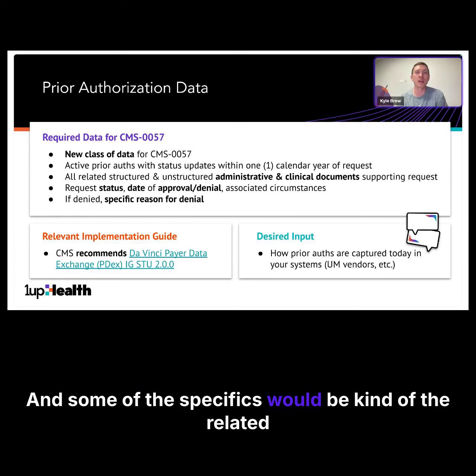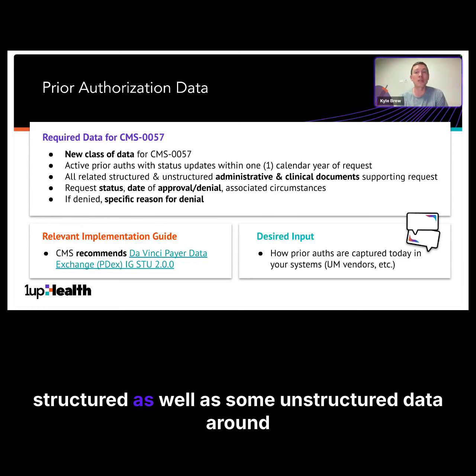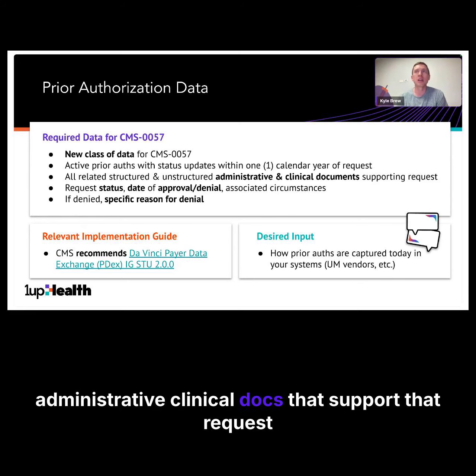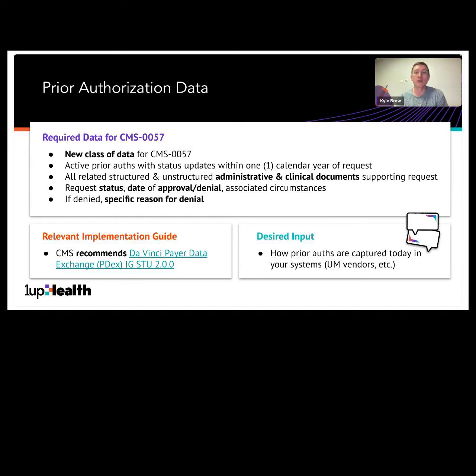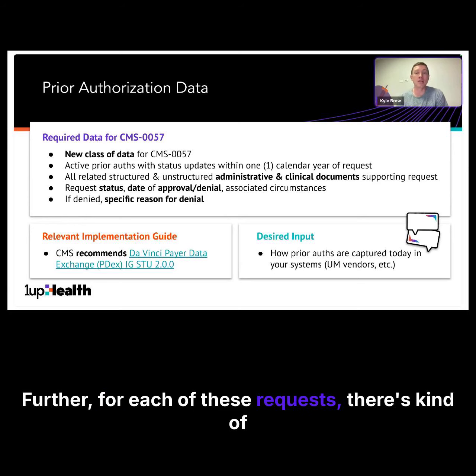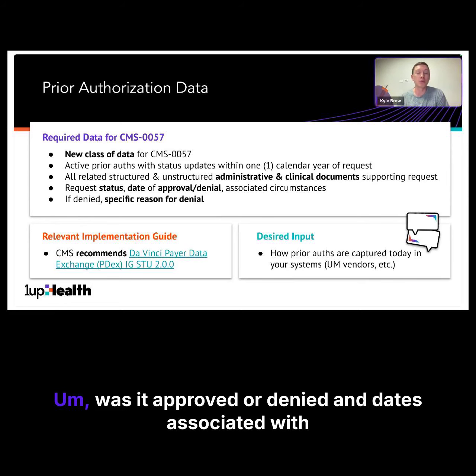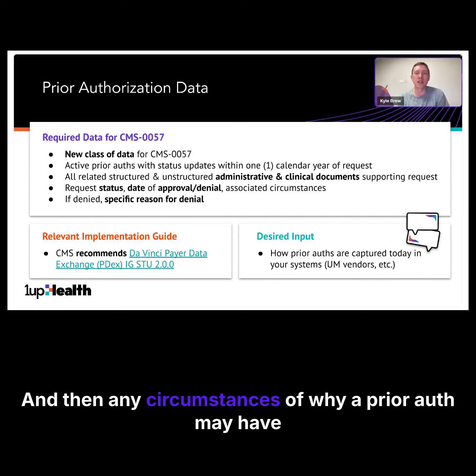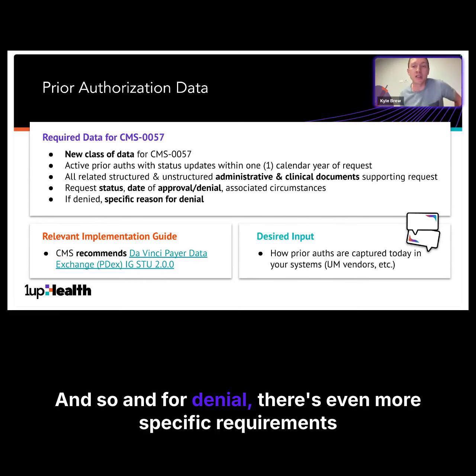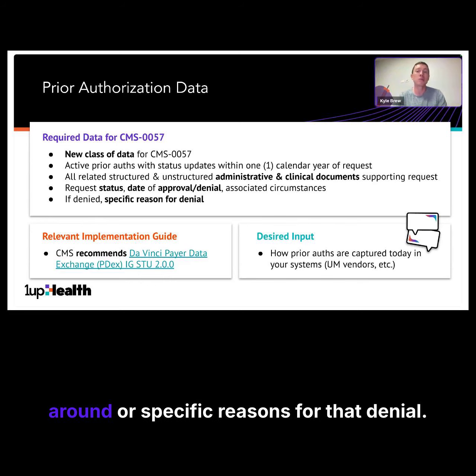Some of the specifics would be the related structured as well as some unstructured data around administrative and clinical docs that support that request and how it was adjudicated. Further, for each of these requests, there's the status. Is it pending? Is it final? Was it approved or denied? And the dates associated with that. And then any circumstances of why a prior auth may have been approved or denied. And for denial, there are even more specific requirements around specific reasons for that denial.